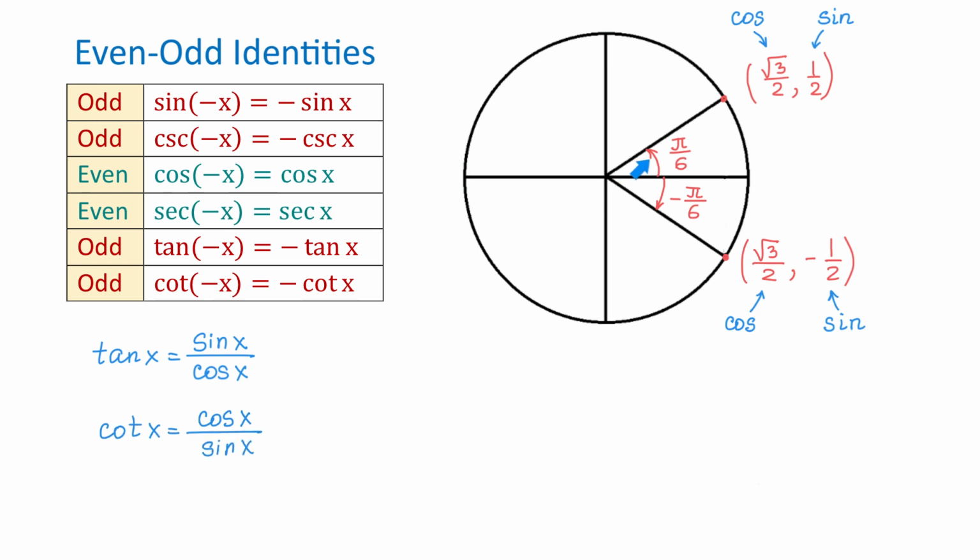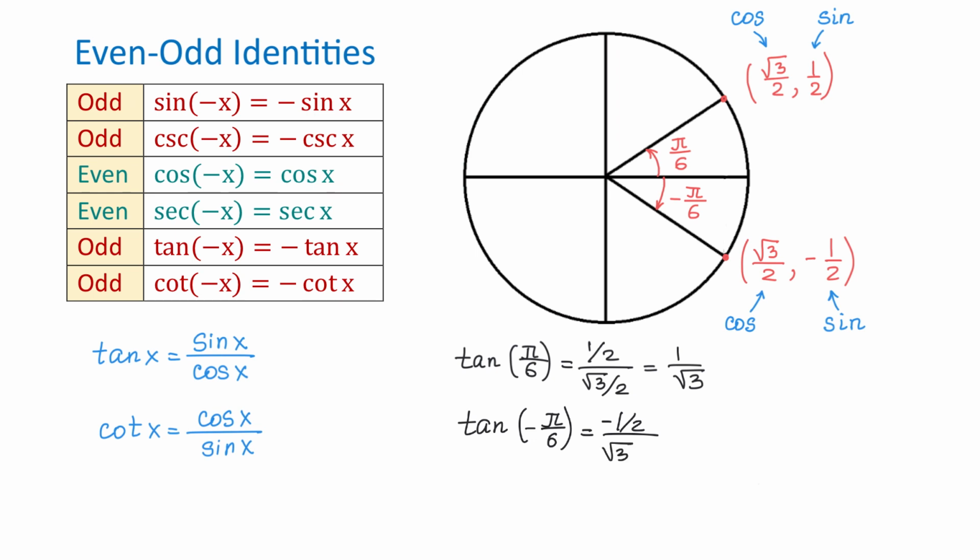So to find tangent of pi over 6, we need to divide 1/2 by square root of 3 over 2. So tangent of pi over 6 equals 1/2 divided by square root of 3 over 2. Then if we cancel 2, we get 1 over square root of 3. Now tangent of negative pi over 6 equals negative 1/2 divided by square root of 3 over 2. And this will give us negative 1 over square root of 3.